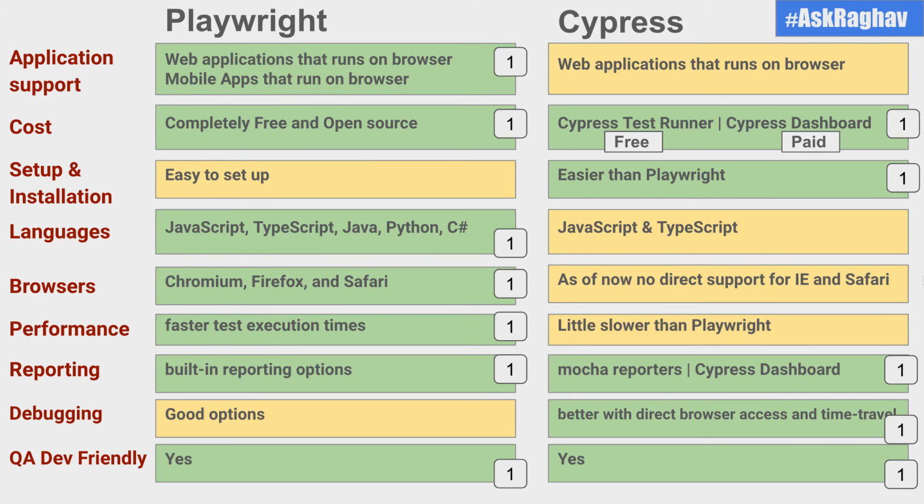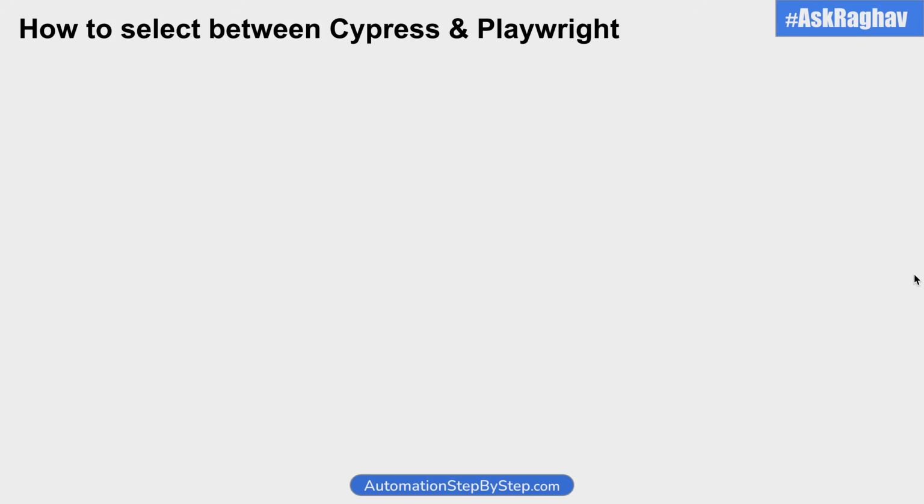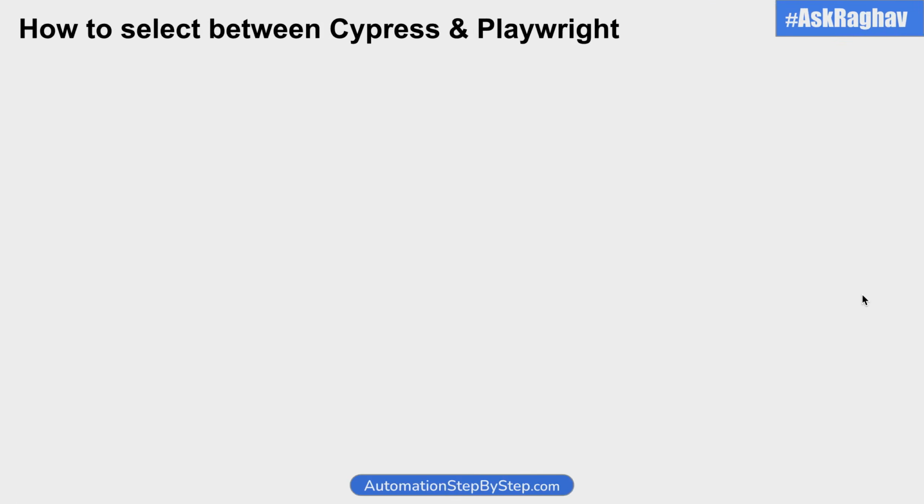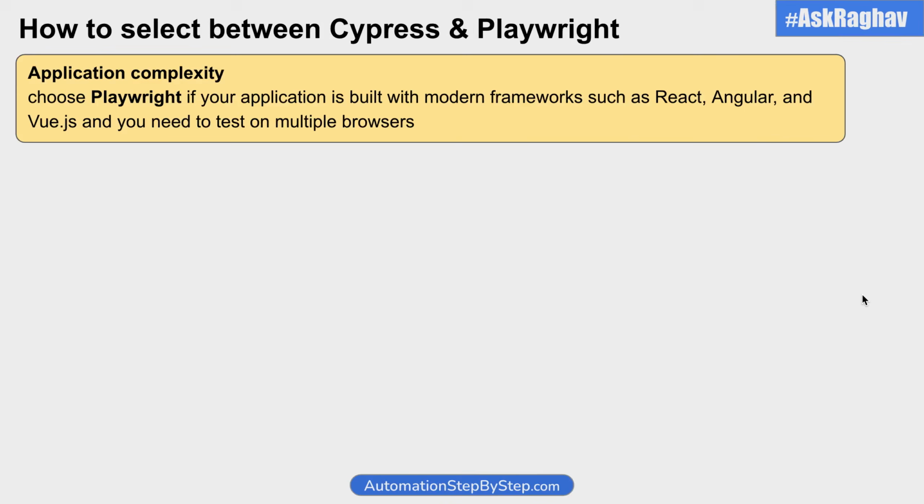But I will always suggest that you can do a POC. POC is proof of concept, where you can take some scenarios from your application and try to run them with both of these tools. And the setup of both of these platforms is very easy. You can check on my tutorials here for Cypress and Playwright. So I will suggest that you can do a POC first and then decide which is better for you.